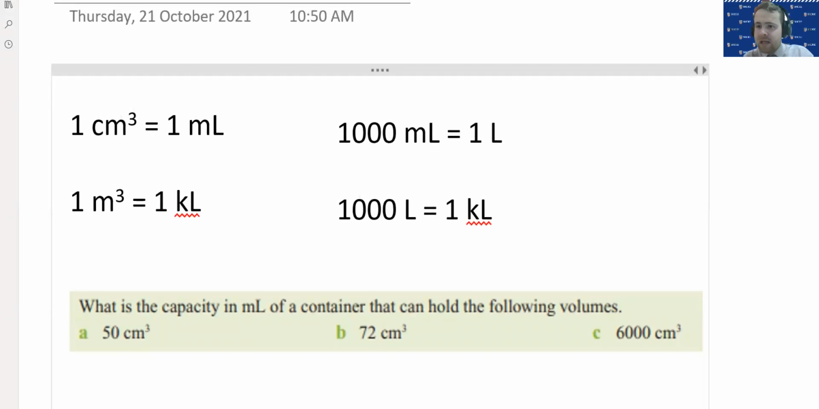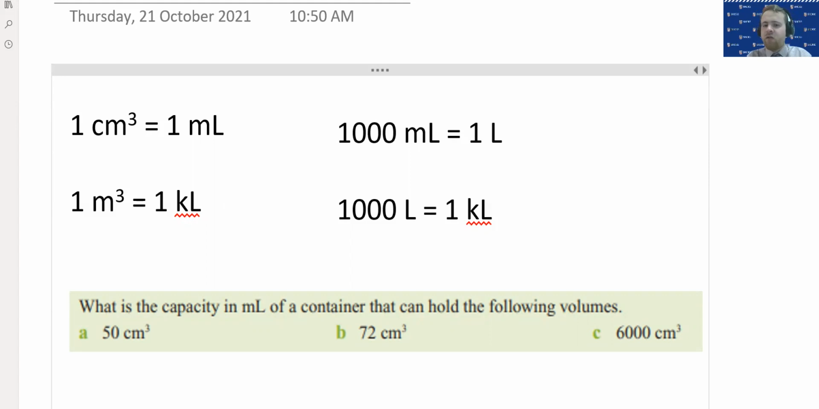We know that the prefix milli means 1,000. So we know that there are 1,000 millimeters in a meter. In the same way, there are 1,000 milliliters in a liter, as you can see there in front of you. We know that kilo means 1,000. So a kilogram is 1,000 grams. In the same way, a kiloliter is 1,000 liters.